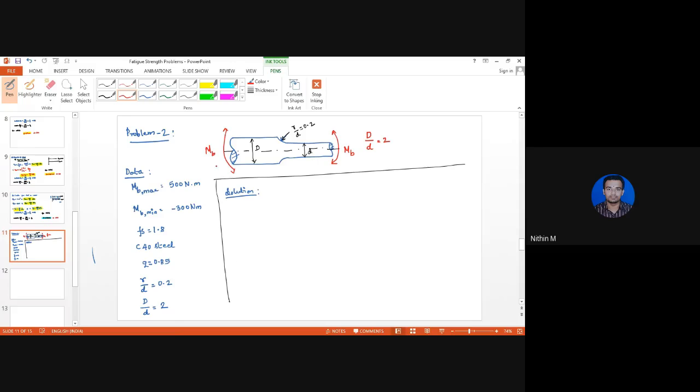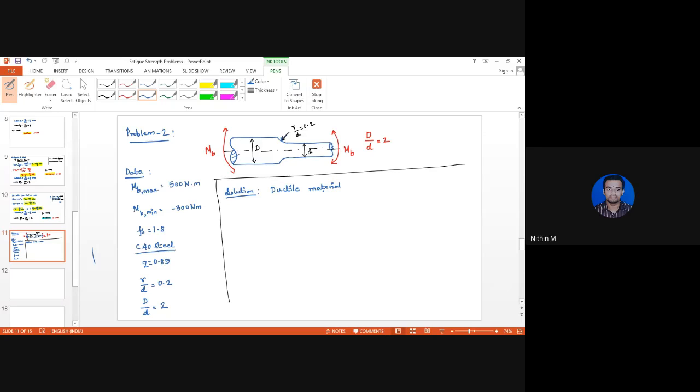So now how do we solve it? Most importantly, first you need to identify the type of material, right? Here the type of material is given to be C40 steel. Steel, as we know, is ductile in nature. So we are encountering a ductile material.